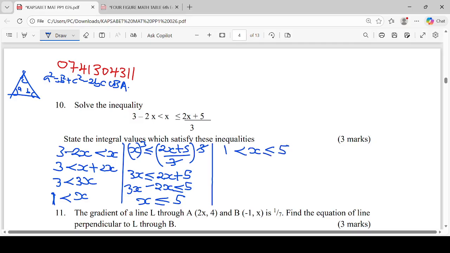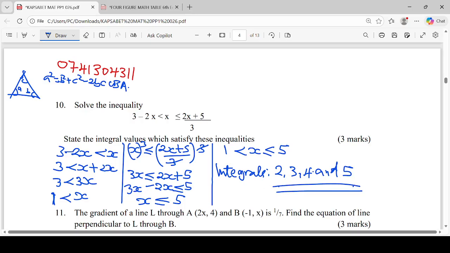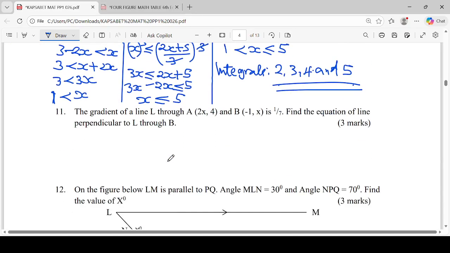State the integral values which satisfy this. So to get the integrals, we'll be having 2, 3, 4, and 5. 5 is inclusive. So those are the integral values. Let's have a look at question number 11.